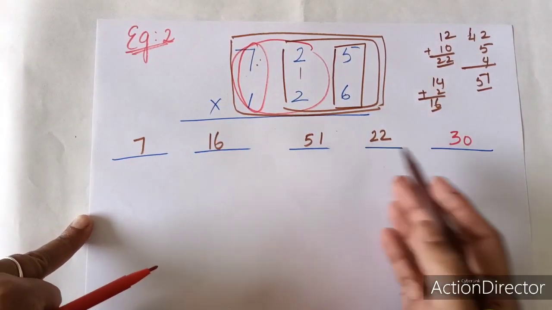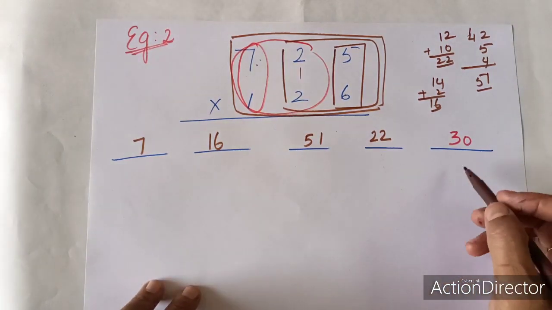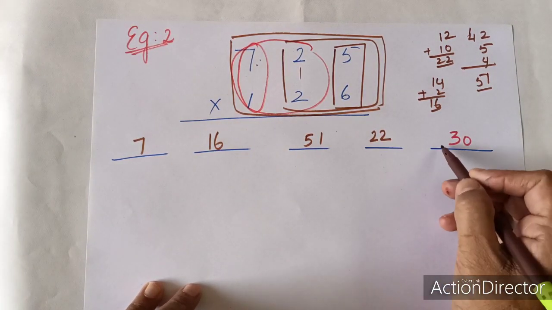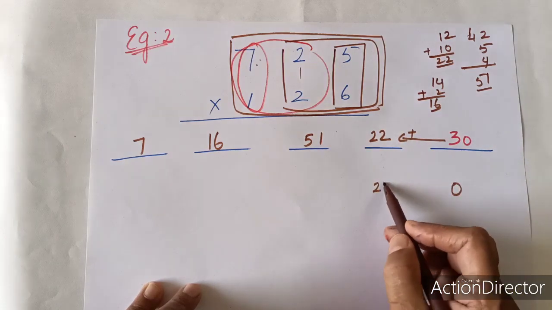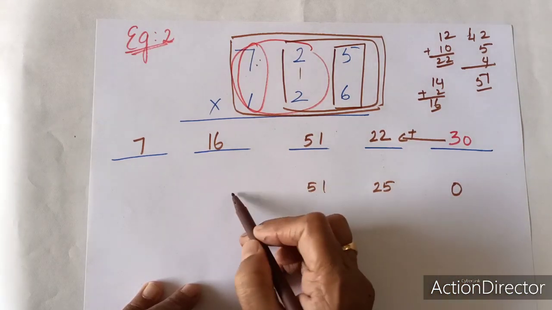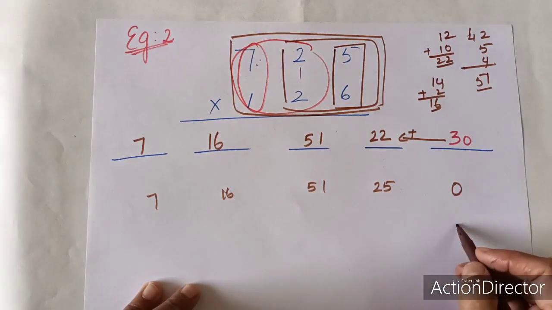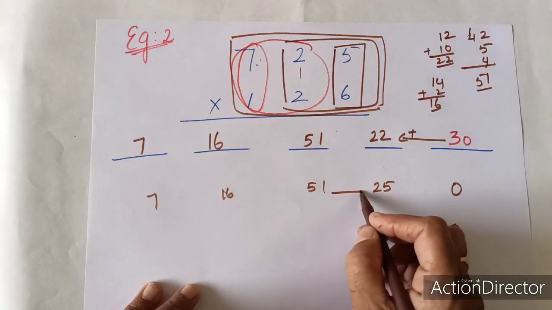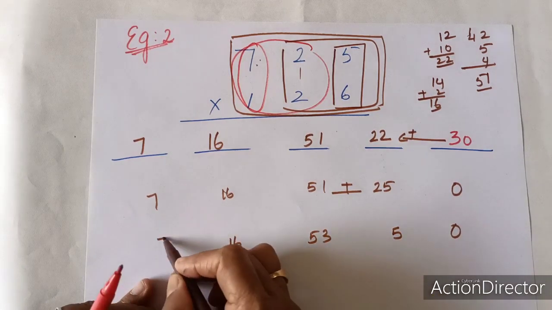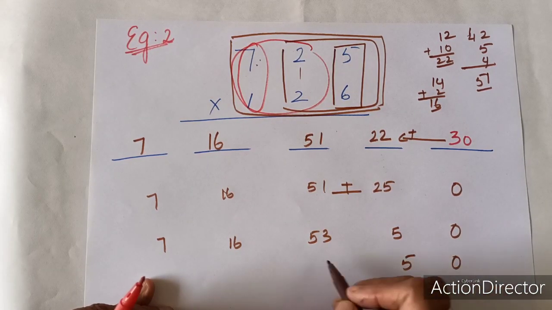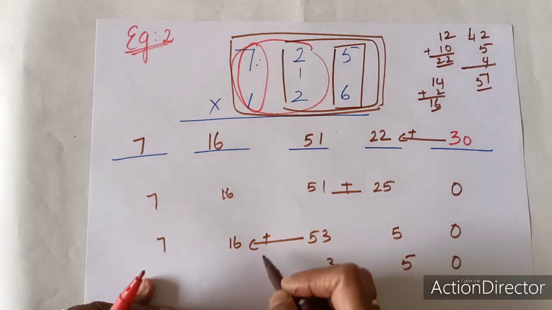So, once all the digits are completed, let us add the carry. So, you will be having 0 here. So, you will be adding plus 3. So, 22 plus 3 is 25. Again 51, 16, 7. Now, 0, 5, add carry. So, it will be 53, 16, 7. 0, 5, 3, add the carry.